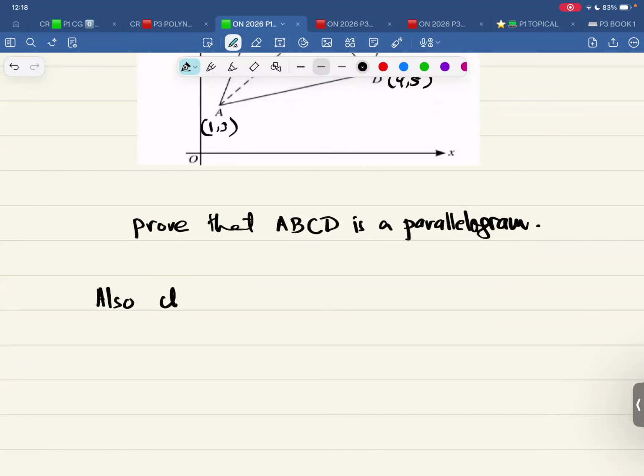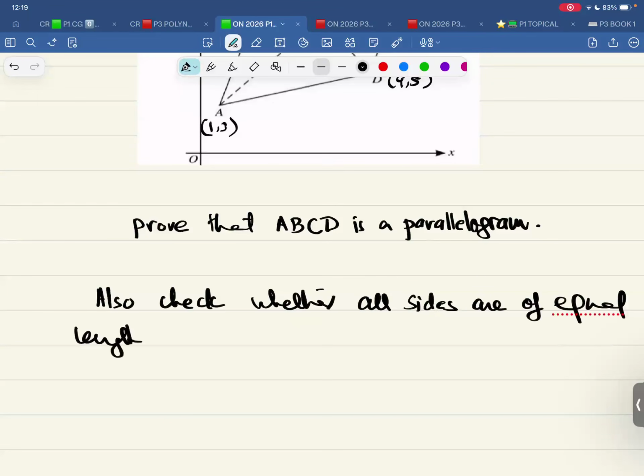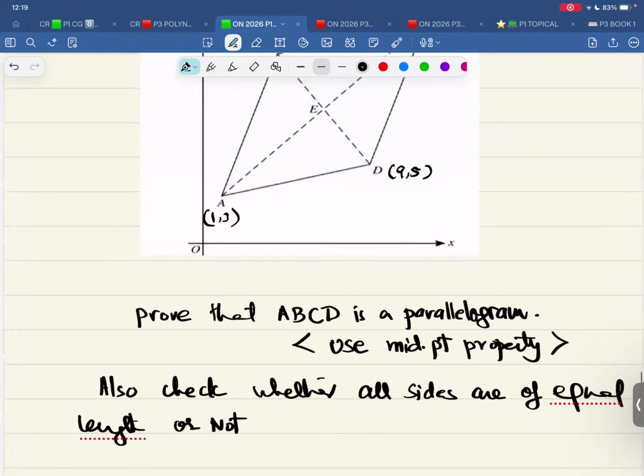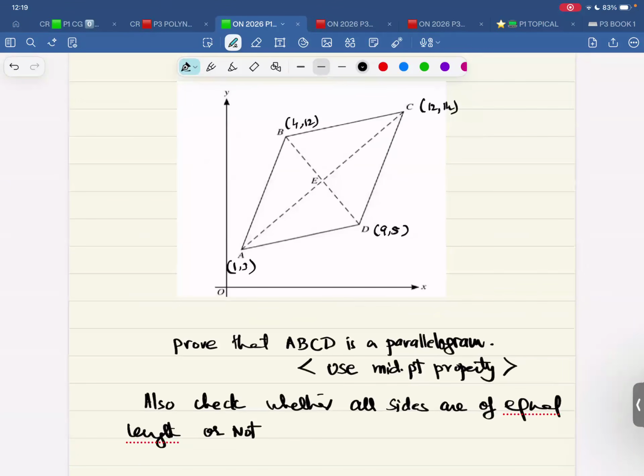Also, check whether all sides are of equal length or not. And for proving that it's a parallelogram, use the midpoint property. So let me pause the recording. You can have a good look, and then you can get started.